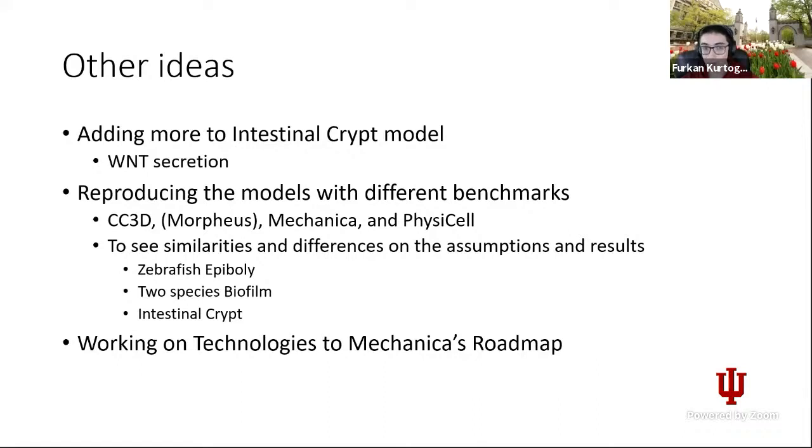Or maybe that might be an interesting one, reproducing the same model with different benchmarks like CompuCell3D. I also know Morpheus, so I can use Morpheus too, and Mechanica and PhysiCell in the same domain, and do zebrafish epiboly again, which might be one of them, and two species biofilm or intestinal crypt. Or another idea, I can work on a technology development in the Mechanica roadmap too.